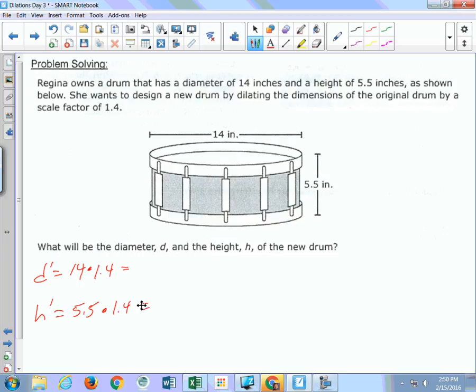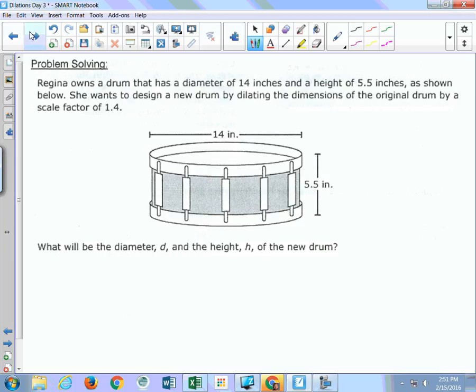If I put those in my calculator, what do we get? 14 times 1.4, 19.6 inches, and 5.5 times 1.4, 7.7 inches. So, that's my answer. I'm done. So, scale factor is all about multiplying.